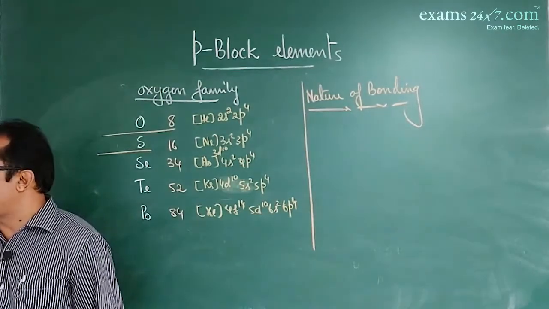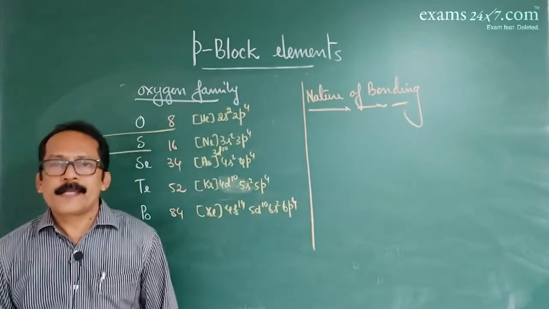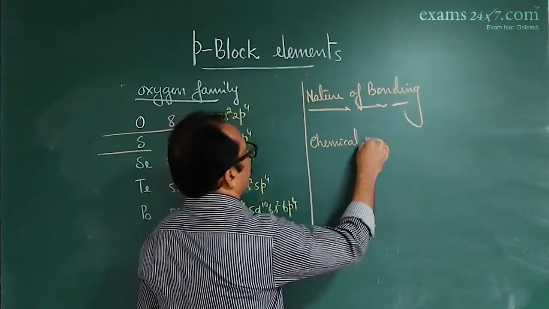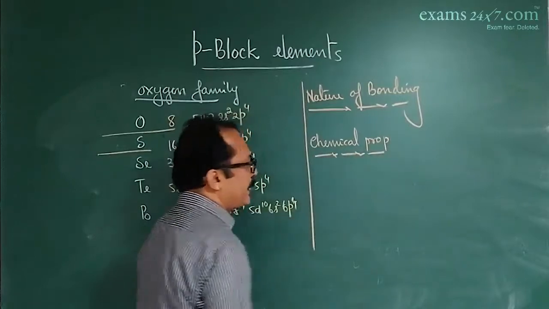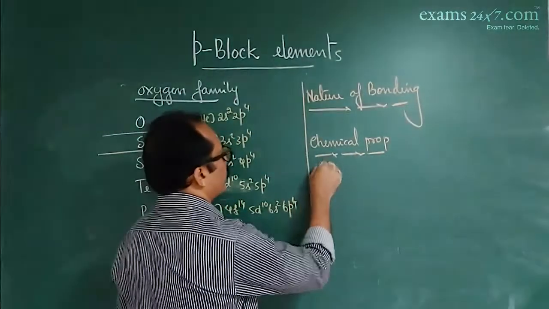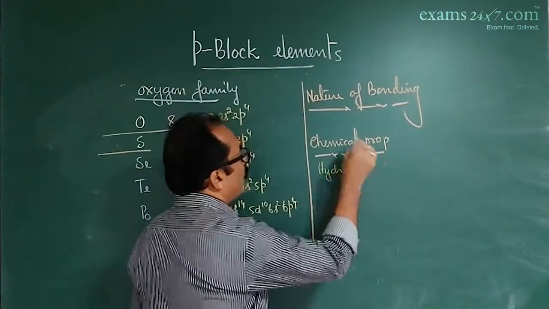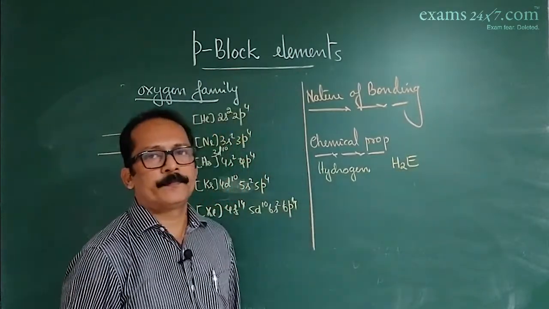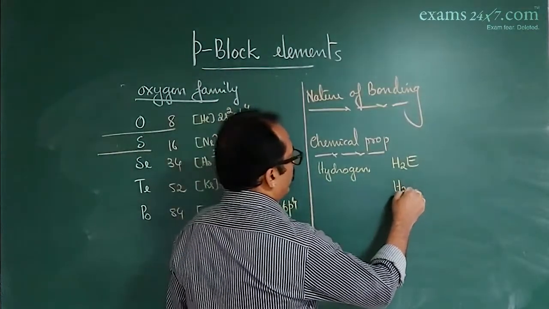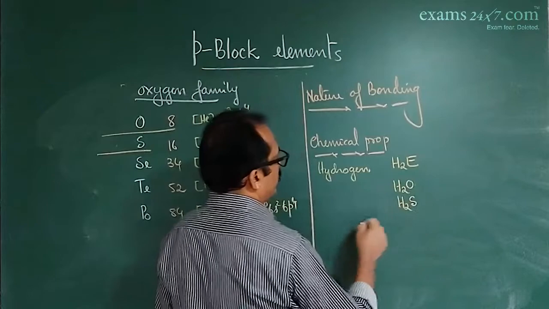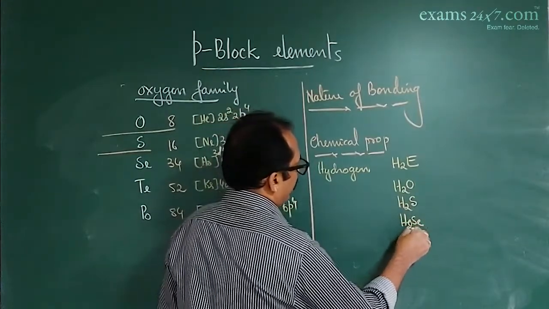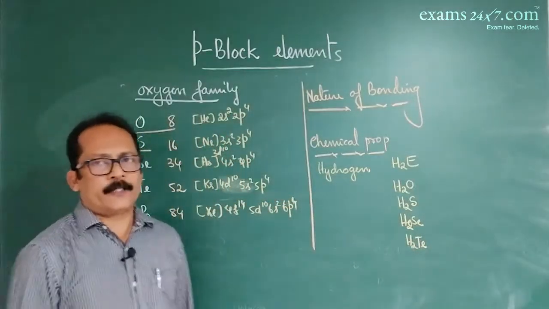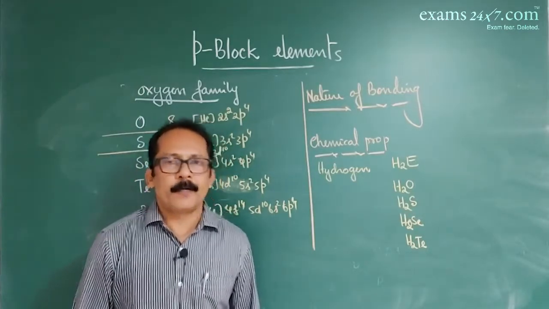Now, about the chemical properties, the reaction with hydrogen. Elements belonging to group number 16, when they react with hydrogen, form hydrides of the type H2E or H2M. The first one is H2O, water, then H2S, hydride of selenium, hydride of tellurium. The property of these hydrides is almost similar to the hydrides of group number 15.